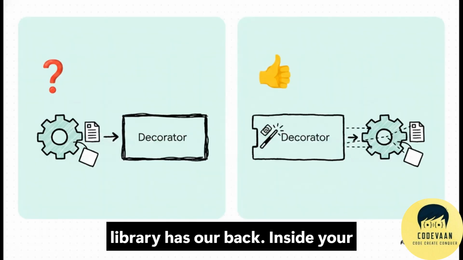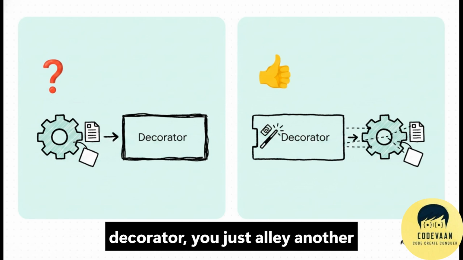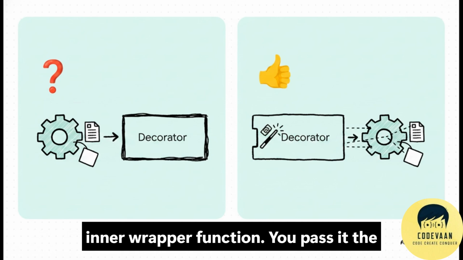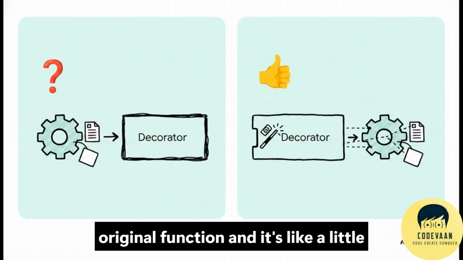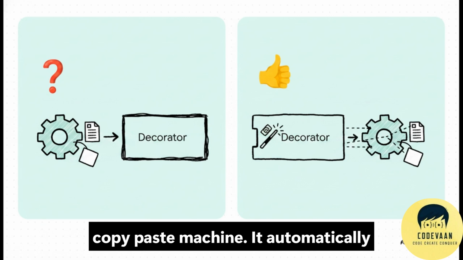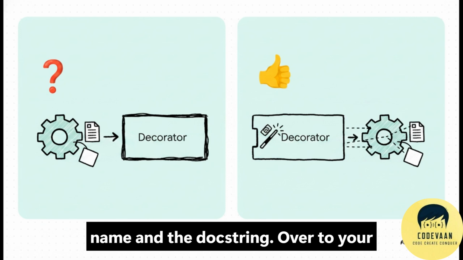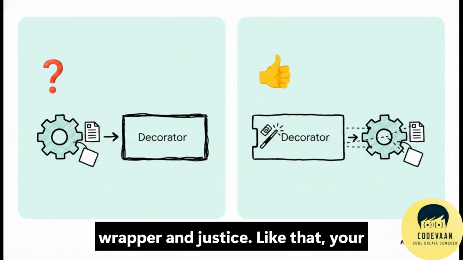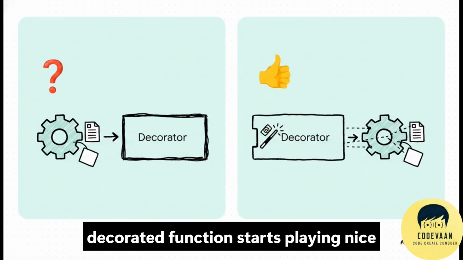Python's standard library has our back. Inside your decorator, you just apply another decorator, @functools.wraps, to your inner wrapper function. You pass it the original function, and it's like a little copy-paste machine. It automatically copies all the important stuff, like the name and the docstring, over to your wrapper. And just like that, your decorated function starts playing nice with all your tools.